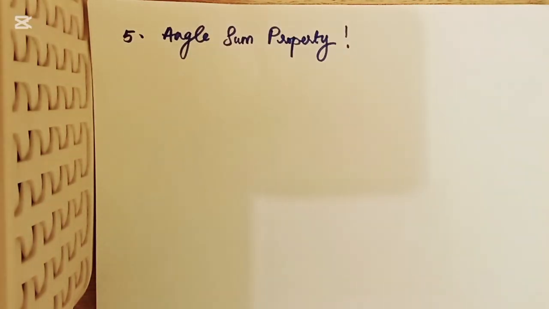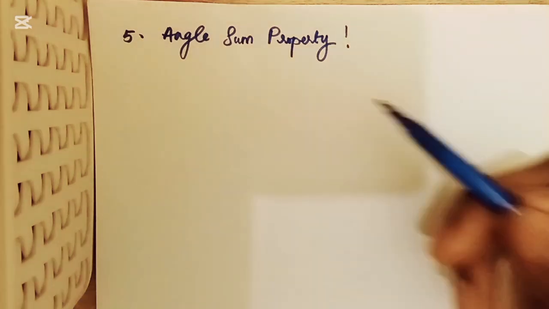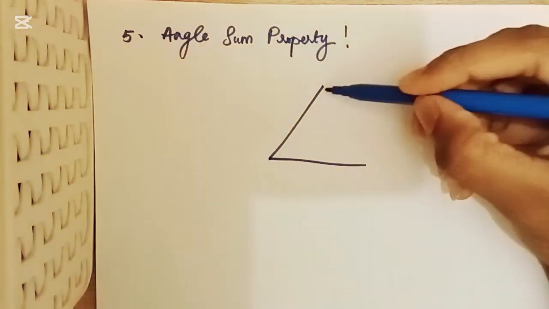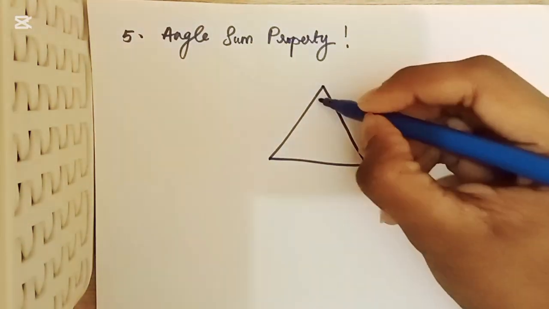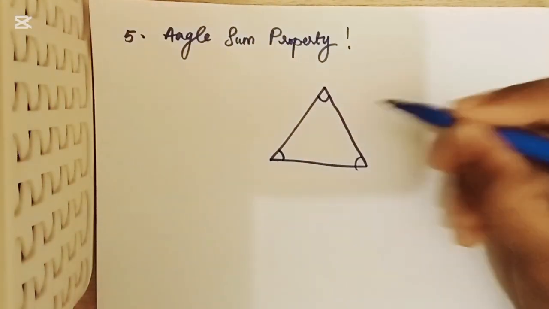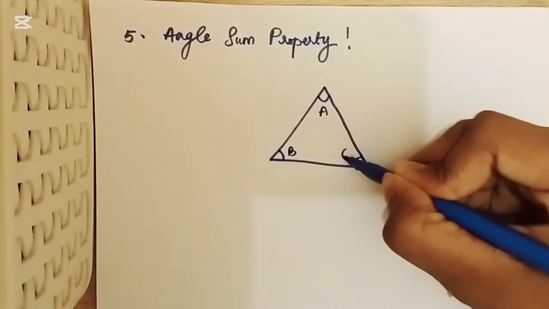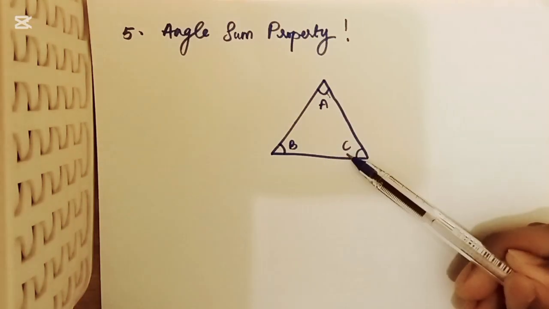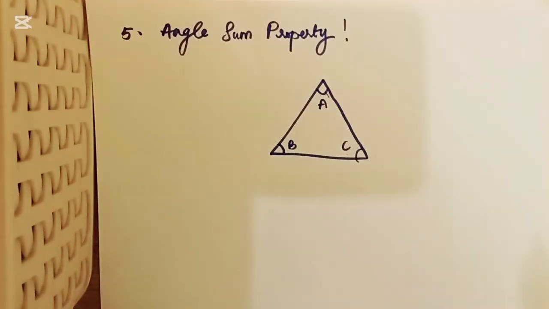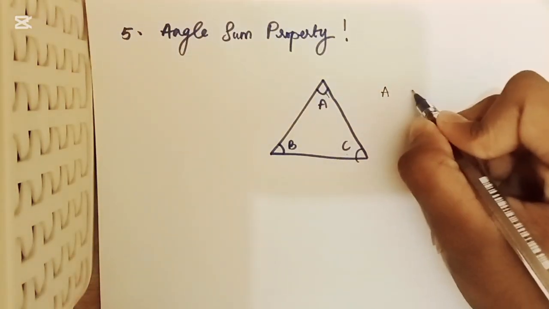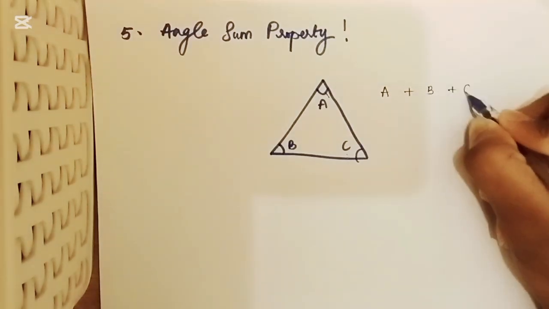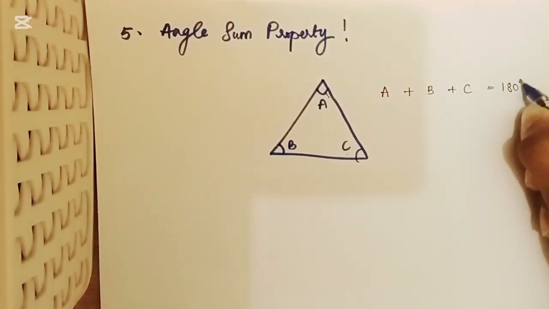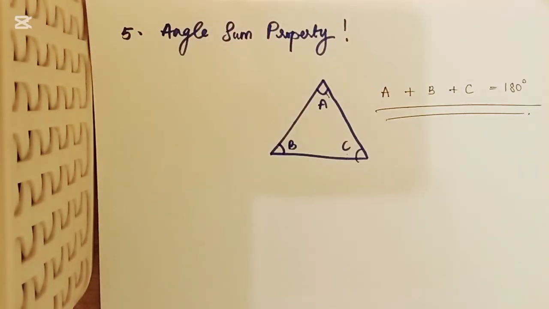The final topic is angle sum property of a triangle. So firstly, let's draw a triangle. Whenever you draw a triangle, you need to name the sides. So let these be 3 angles, angle A, angle B, and angle C. So this is a triangle with 3 angles. Angle sum property tells us that all the angles inside a triangle, that is A, B and C, their sum will be 180 degrees. So angle A plus angle B plus angle C is equal to 180 degrees.